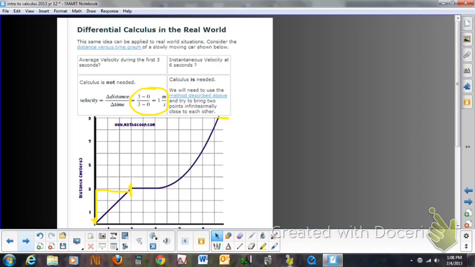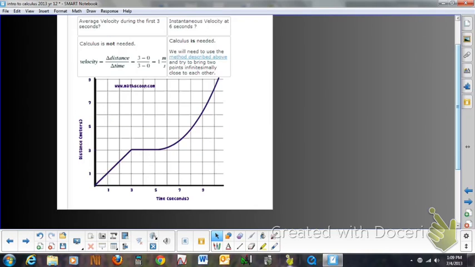Now, when you look at the second half of this graph, which is a curve, it's a little bit more of a problem. So if you look at the 6th second, which is right here, and you wanted to figure out at that particular point how fast something is going, so you want to find what the instantaneous velocity is at this particular point, well, we need to use calculus to do this, because we don't know what that is. This is where calculus comes in.